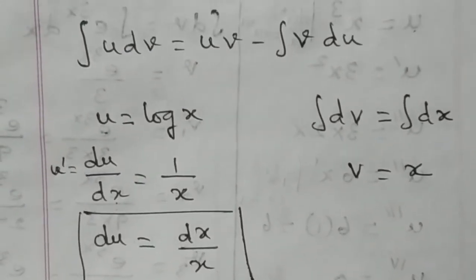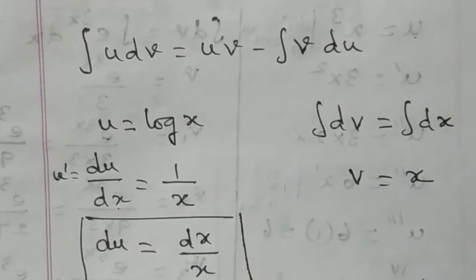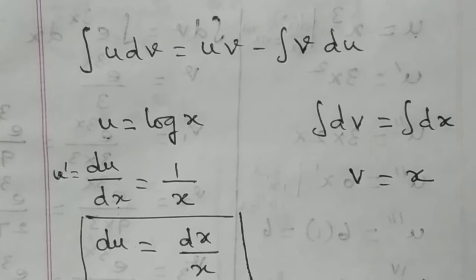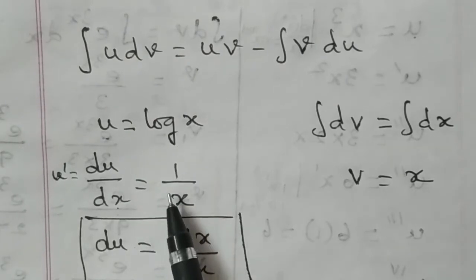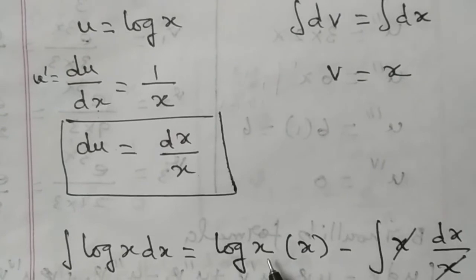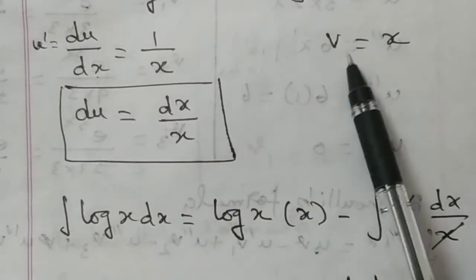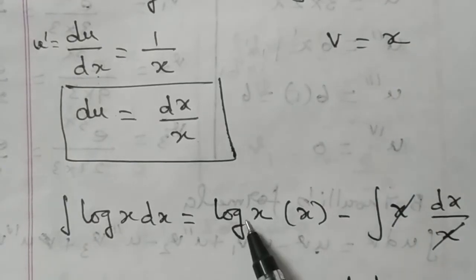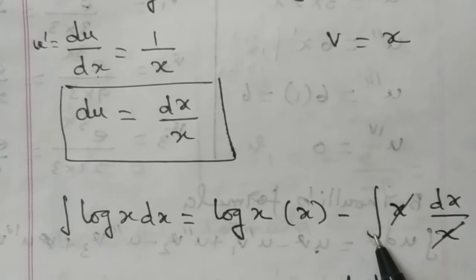What is the formula? Integral u dv equals uv minus integral v du. So integral log x into dx. What is the u value? U value is log x. Substitute the value. U value is log x, and what is the v value? V value equals x. Log x into x minus integral of v value.